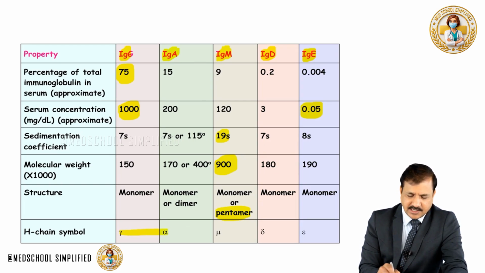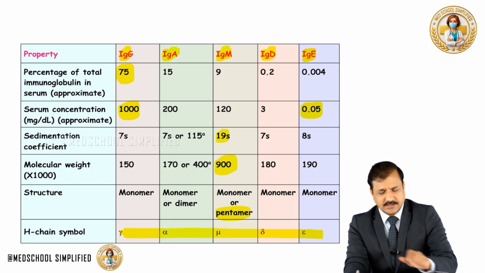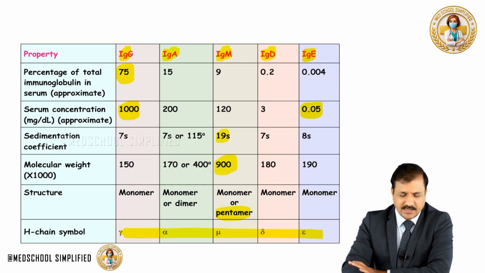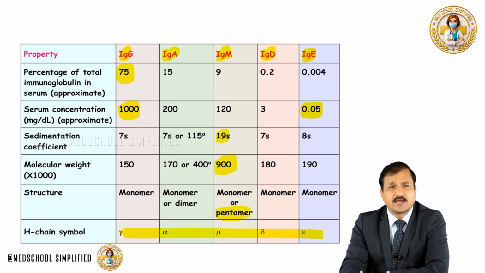Coming to H chain, that is the heavy chain. Based on the heavy chain, as we have already seen, these immunoglobulins are named. So, immunoglobulin IgG has a gamma chain, IgA has an alpha heavy chain, IgM has a mu heavy chain, IgD has a delta heavy chain and IgE has an epsilon heavy chain.